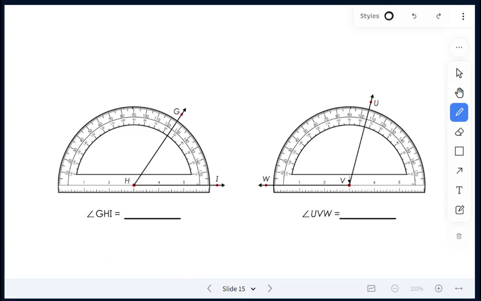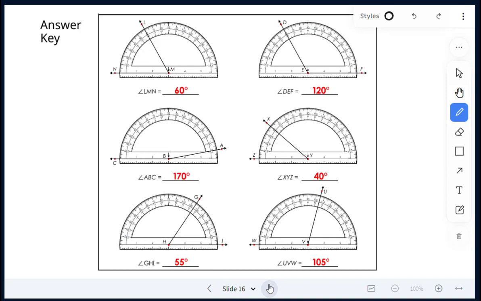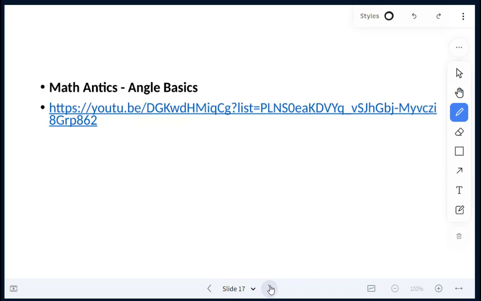All right, two more. These next two examples, angle GHI, we're using the right side, so therefore we use our inner edge, so the angle measurement is 55 degrees. This one here, angle UVW, we're using the left-hand side, so therefore we're using our outer edge. This is 105 degrees. And like I said, it makes sense because it is greater than a 90-degree angle, so it has to be over 90 degrees. All right, that was just a quick answer key.